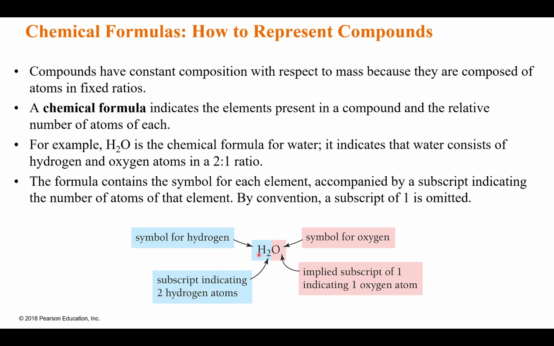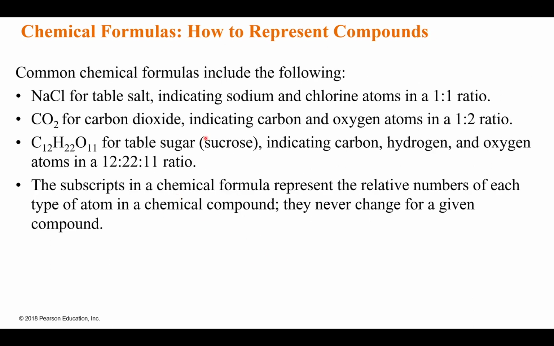We use the symbol for hydrogen. We use a subscript of 2 indicating that there are 2 hydrogen atoms in a water molecule. We use the symbol for oxygen, and the 1 is usually implied. If there's only one of it, we don't write it. So the way we represent compounds is using these formulas.